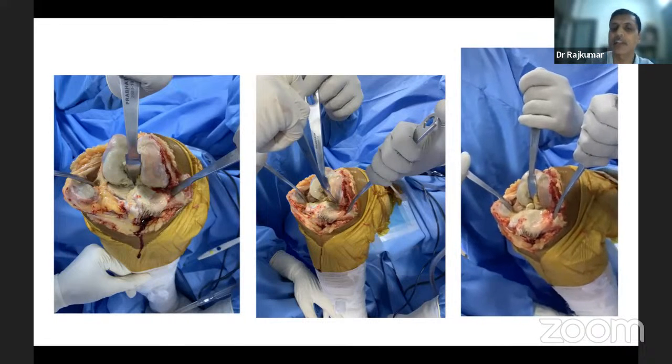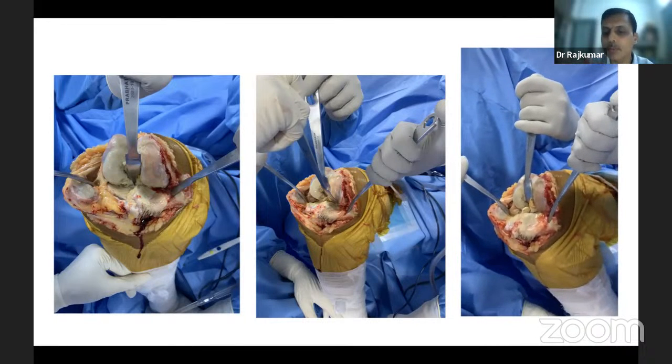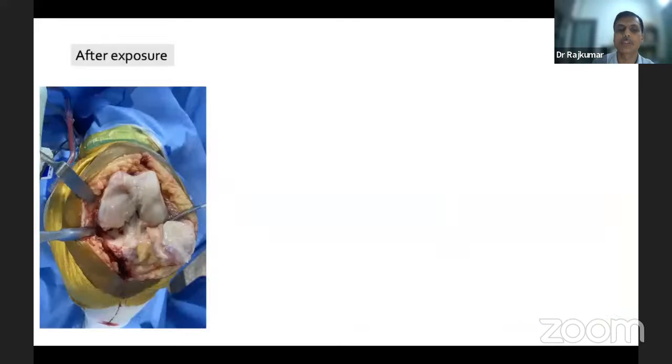I will not subluxate it at all. I will do my cuts. And once I take the posterior femoral condyle cut, then I will try to pull the tibia out. So remember that when you try to force and subluxate the tibia, the avulsion injury happens. So I always use this third Homan and try to subluxate. If it is resisting, stop it. So this is what I do.